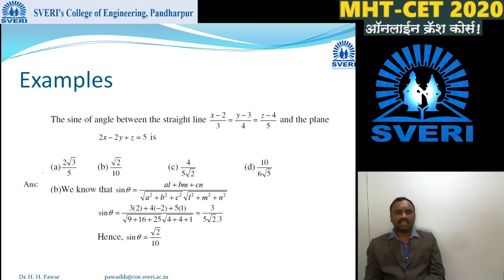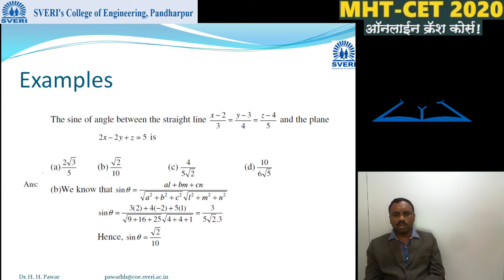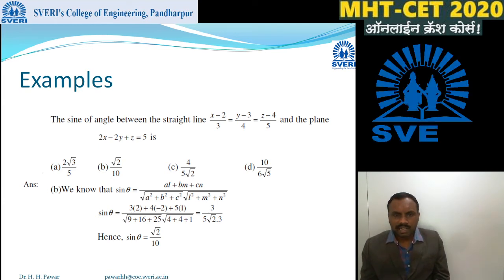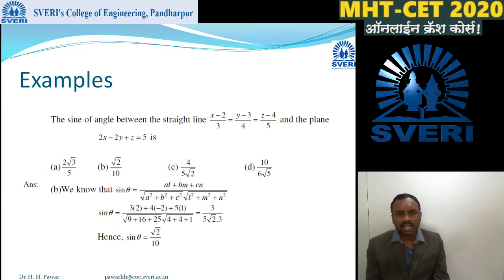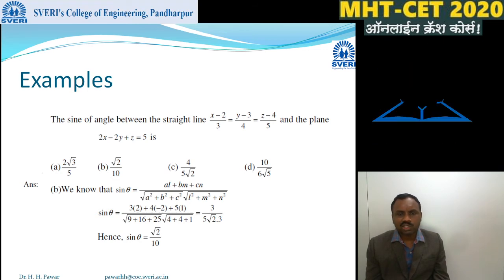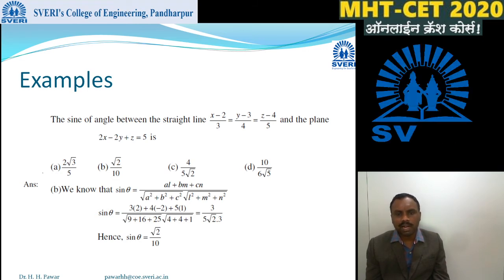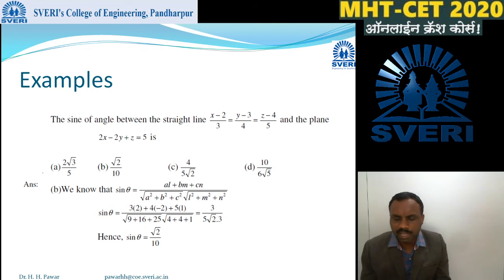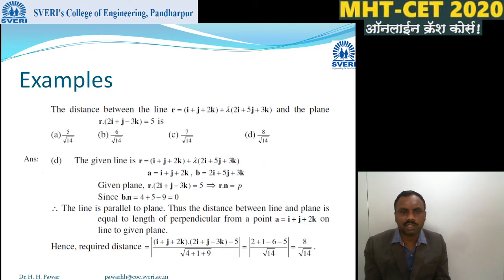Hence sin theta is equal to root 2 divided by 10. Here it is asked for sine of the angle, so the answer should be root 2 divided by 10. That is, option B is the correct choice for this question.